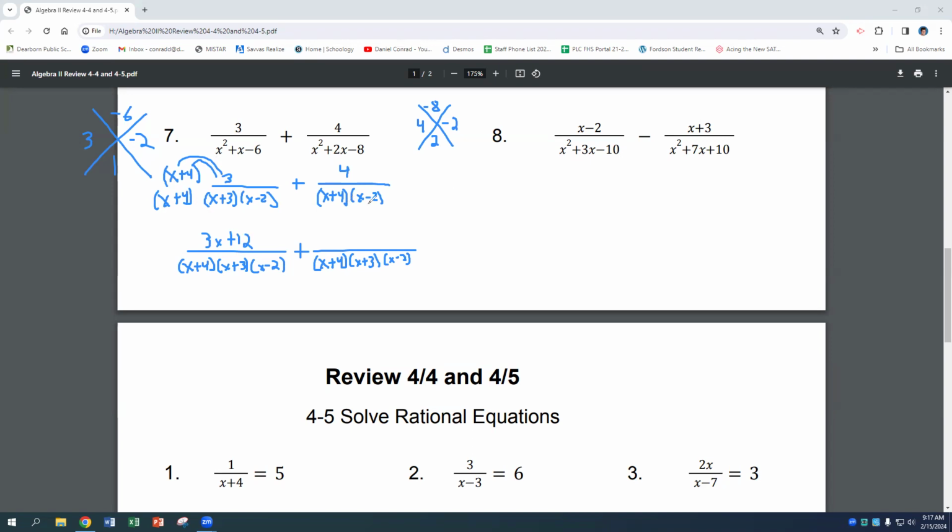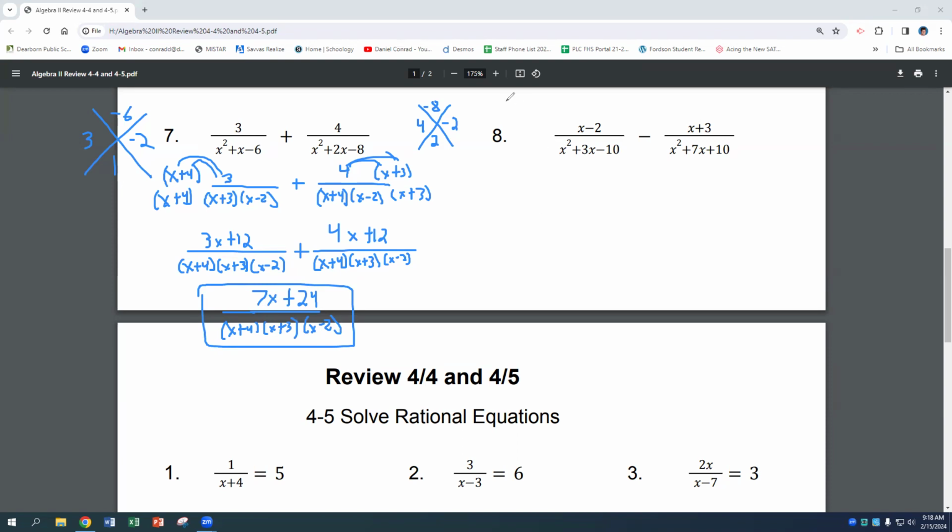Okay, the second one, I'm missing an x plus 3. So I need to multiply by x plus 3. So if I distribute, I'm going to get 4x plus 12. Okay, now that my denominators are the same, I can just combine like terms on the top. That's going to give me 7x plus 24 all over x plus 4, x plus 3, x minus 2. And there's my solution.